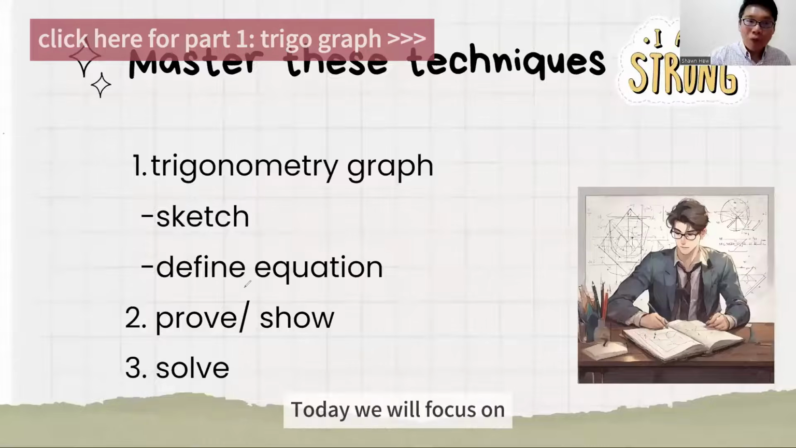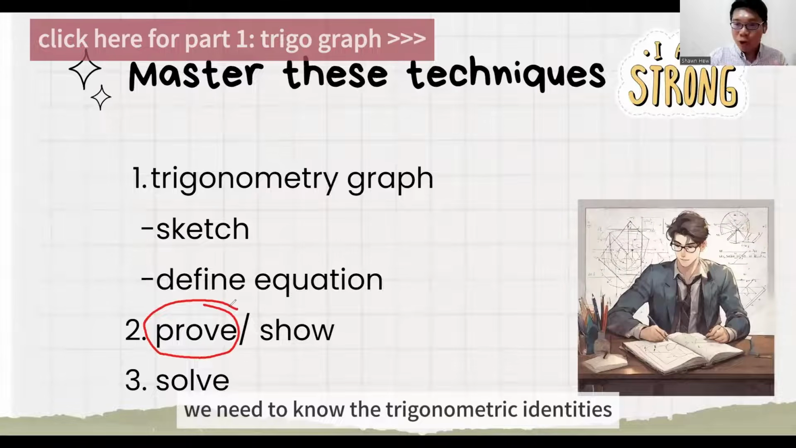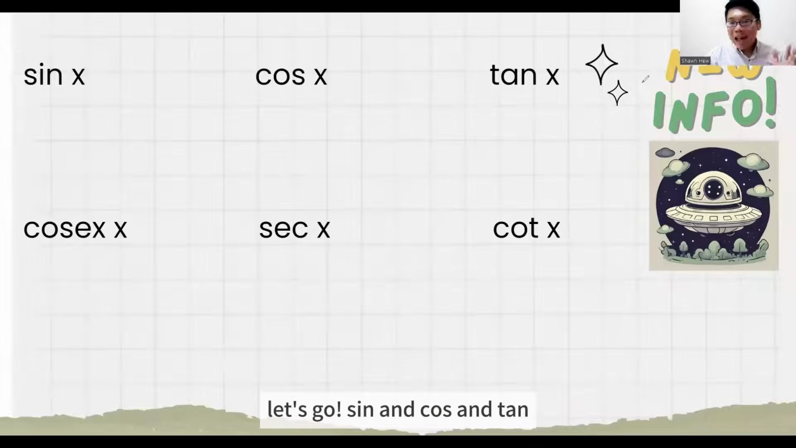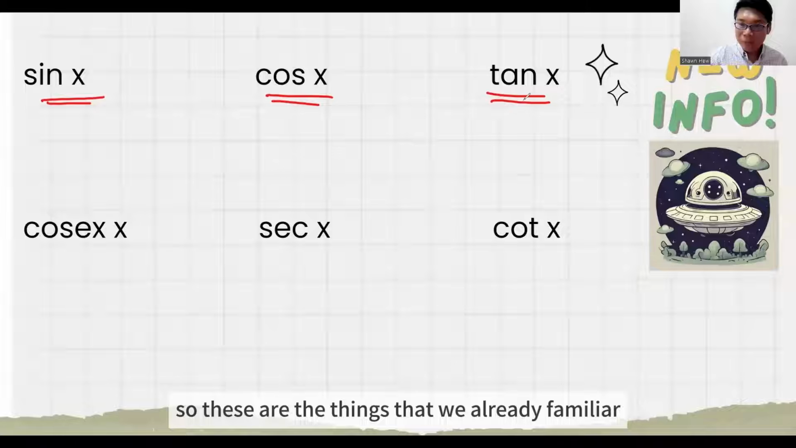Today we will focus on first proving trigonometric relationships. For this part, we need to know the trigonometric identities and learn how to solve trigonometric equations. Let's go. Sine, cos and tangent, we already learned before in maths. So these are things that we are already familiar with.